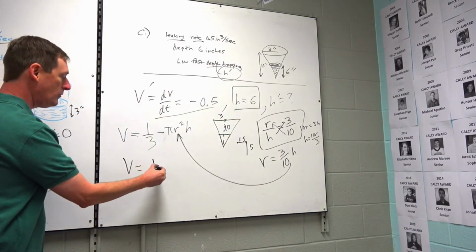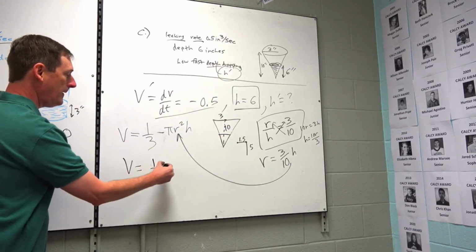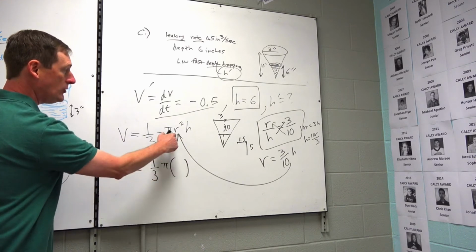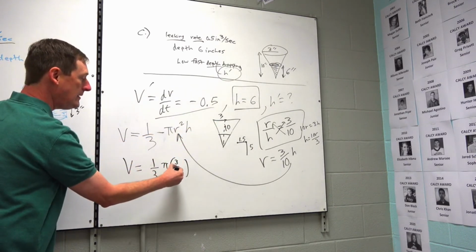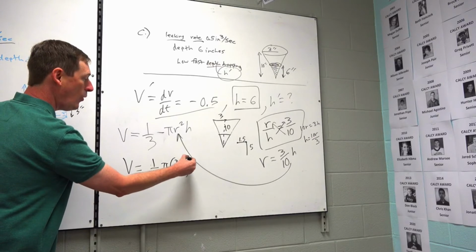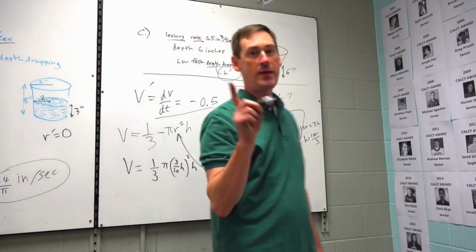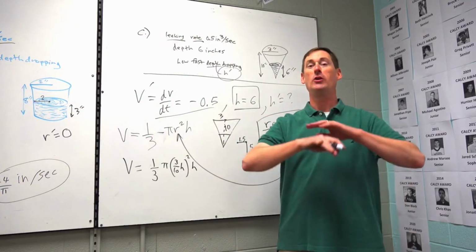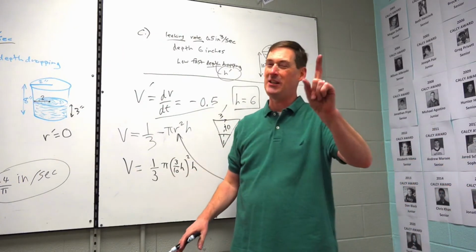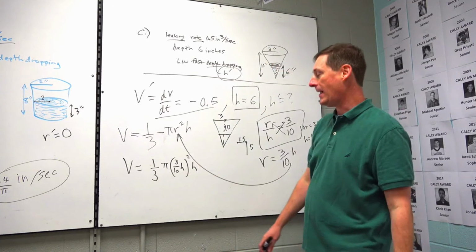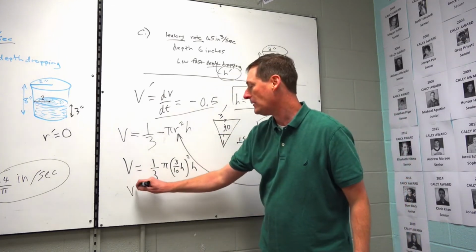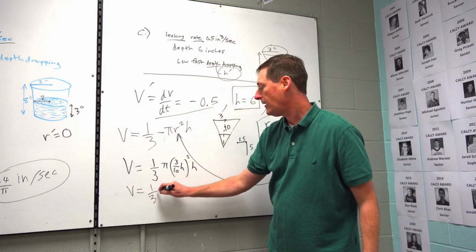So volume equals 1/3 pi, change r into 3/10 height, quantity squared, times h. If you don't do that step of similar triangles, you will never solve this problem. It is the only way, BC students. All right, now we're going to clean this up before we take the derivative.